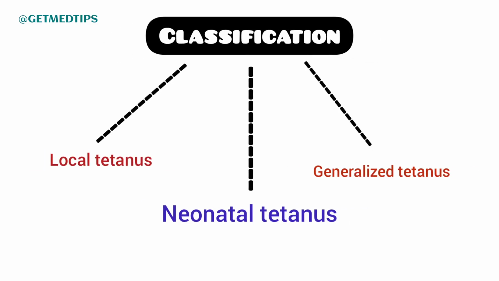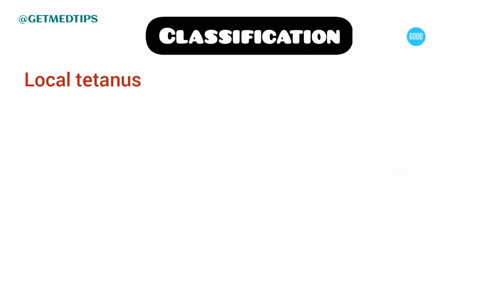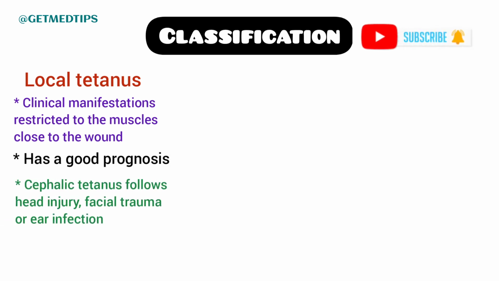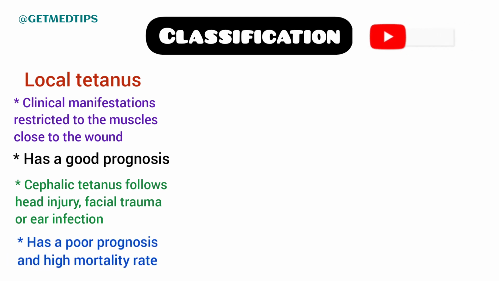Classifications of tetanus. Tetanus can be classified into local tetanus, neonatal tetanus, and generalized tetanus. So local tetanus is a rare form of the disorder with clinical manifestations restricted to muscles close to the wound. It has a good prognosis. Note that cephalic tetanus is a rare form of local tetanus that follows head injury, facial trauma, or ear infection. It has a poor prognosis and a high mortality rate, and commonly affects one or more cranial nerves, most commonly the facial nerve.